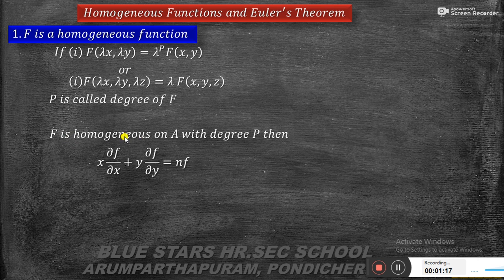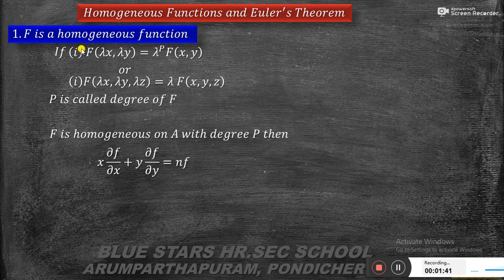Next, f is homogeneous on A with degree p. Then suppose f is homogeneous with degree p, means further we proceed. That means x into dou f by dou x plus y into dou f by dou y equal to nf. This is the Euler's equation. This equation we call the Euler's equation. x into dou f by dou x plus y into dou f by dou y equal to nf.